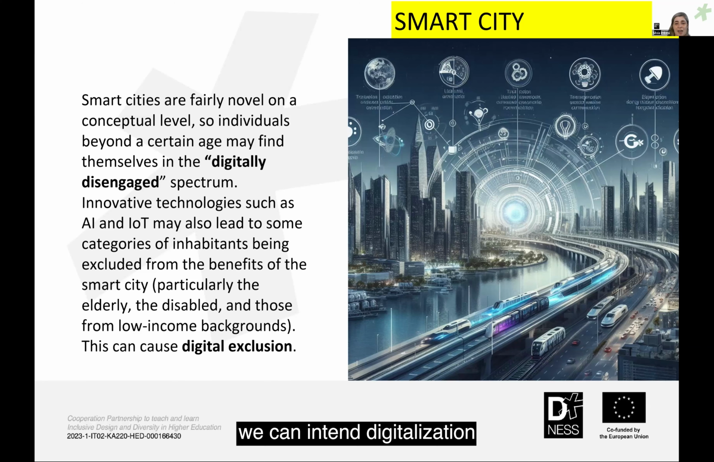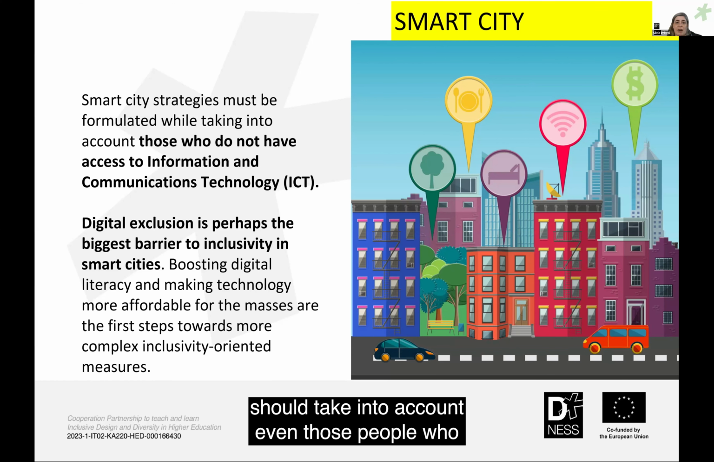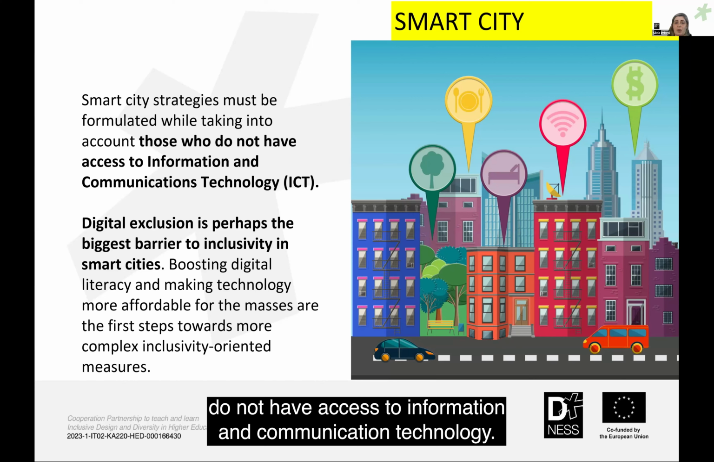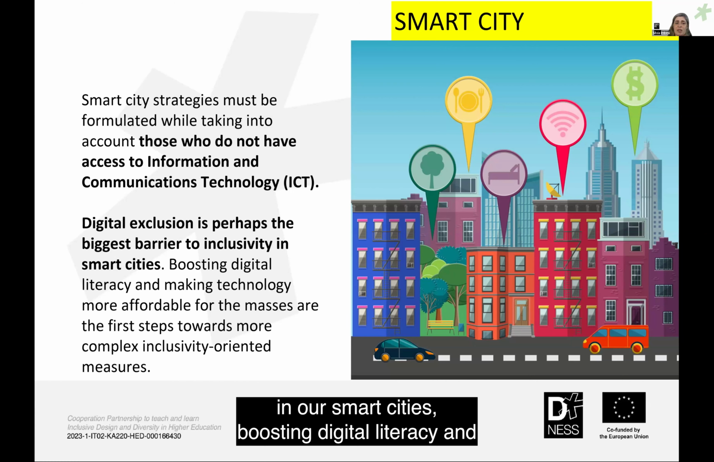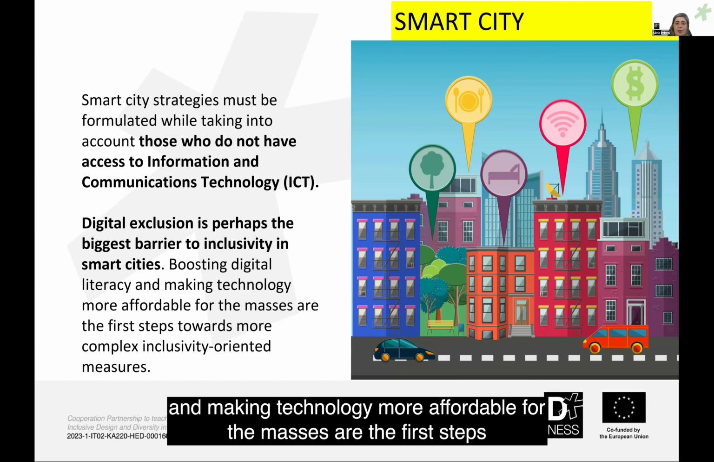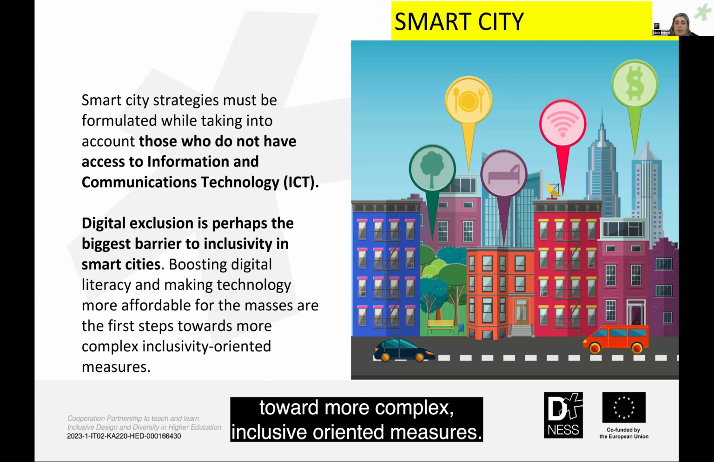We can intend digitalization as a knowledge that not all people have and not all people can develop. So smart cities should take into account even those people who do not have access to information and communication technology. Digital exclusion is perhaps the biggest barrier to inclusion in our smart cities. Boosting digital literacy and making technology more affordable for the masses are the first steps toward more complex, inclusive-oriented measures.